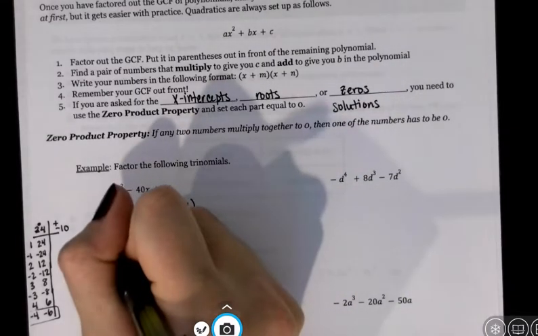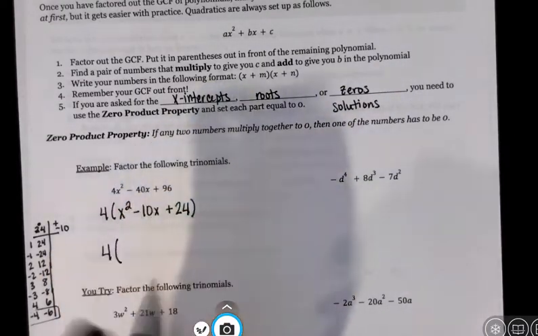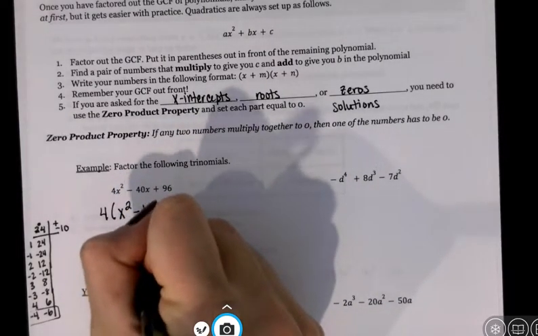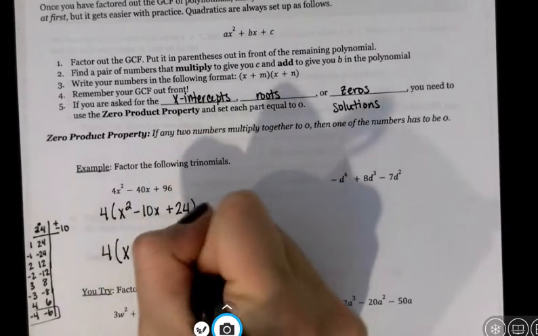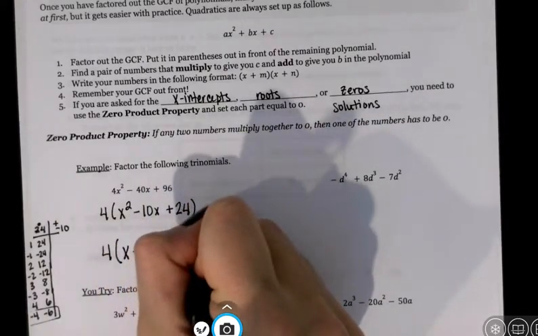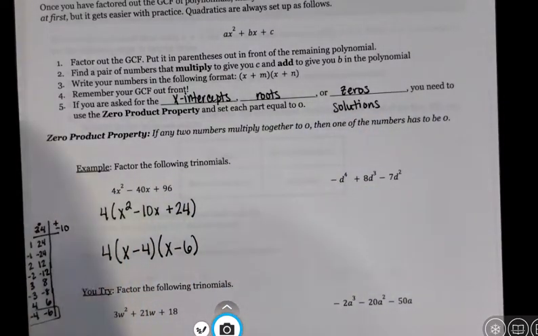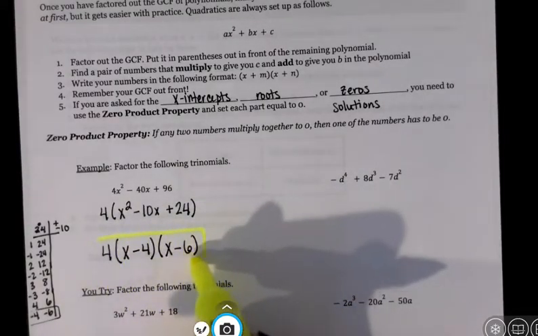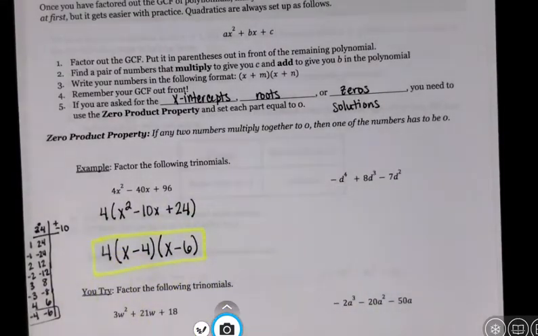So for my final answer, I don't want to forget about my GCF of 4. That goes out in front. Then I have my variable with my -4 or -6, and then my other parenthesis, my variable again, and my other factor, and then this is my final answer. This is my factored form for that trinomial.